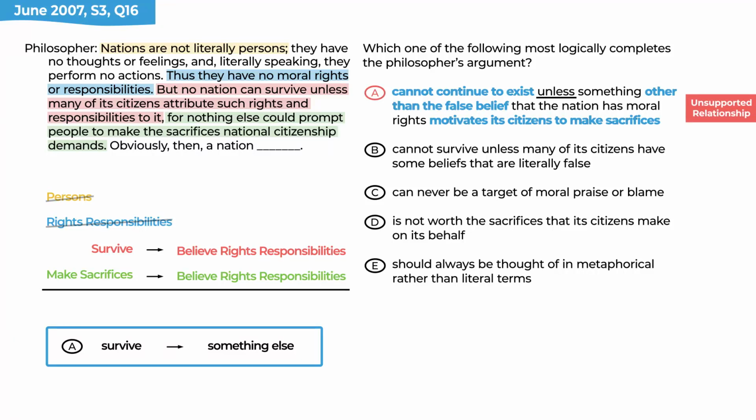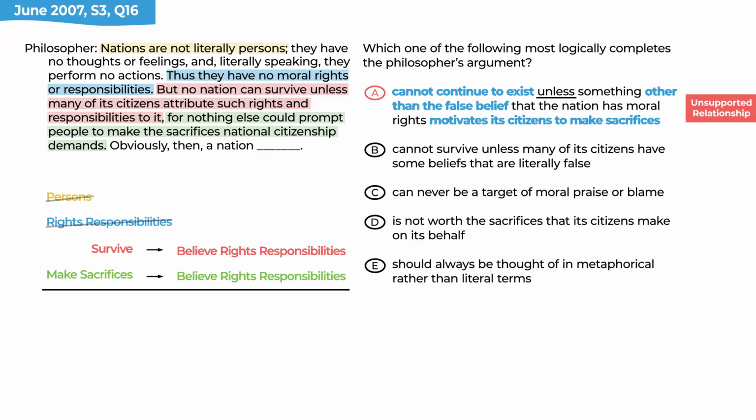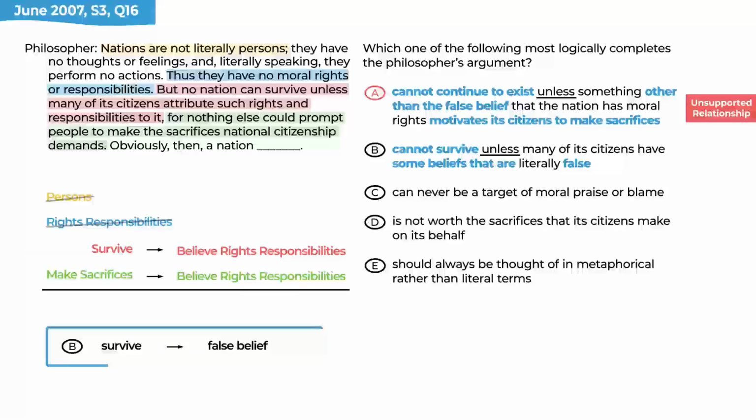Let's look at answer choice B. It says that a nation cannot survive unless many of its citizens have some beliefs that are literally false. Well, again, with this one, we can use the word unless to create a conditional relationship. What comes after unless goes on the necessary side of the conditional. What comes before unless gets negated and put on the left side of the conditional, which means that if a nation is going to survive, then people need to have false beliefs.